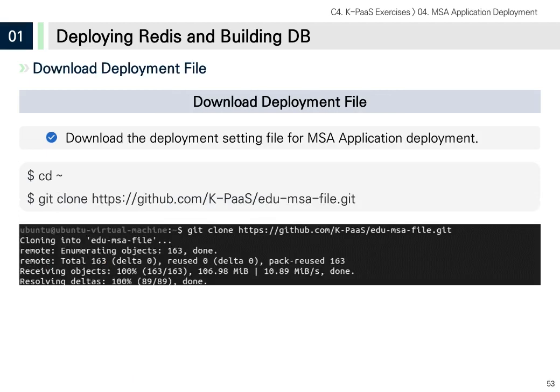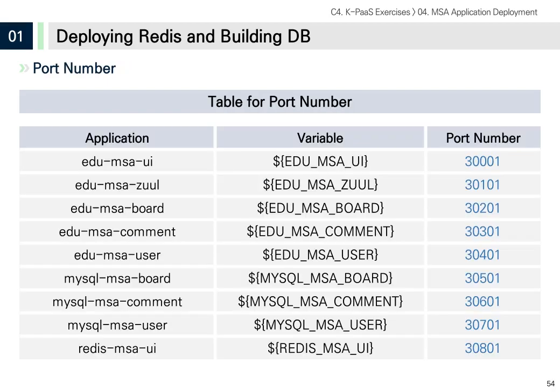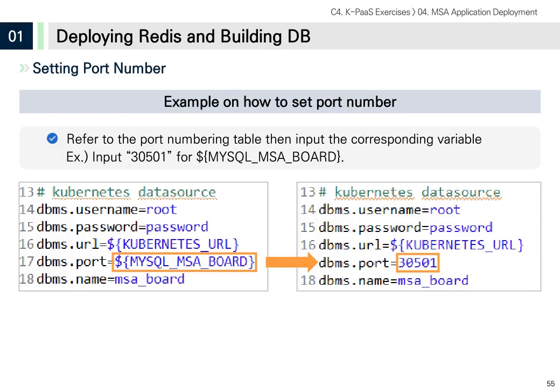Download the MSA deployment setting file needed for MSA application deployment using the git command. Refer to the port numbering table shown to modify the variables when deploying. Here is an example of modifying the variable value. For the value of the MySQL MSA board variable in line 17, enter the corresponding value from the port number table, 30501. Enter the other variables in the same way.